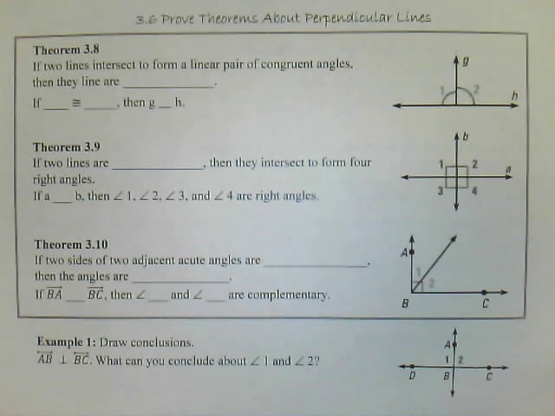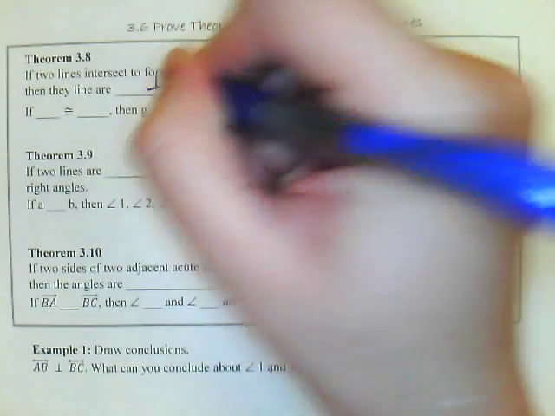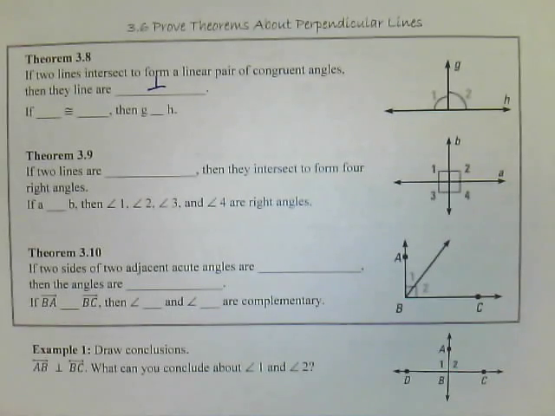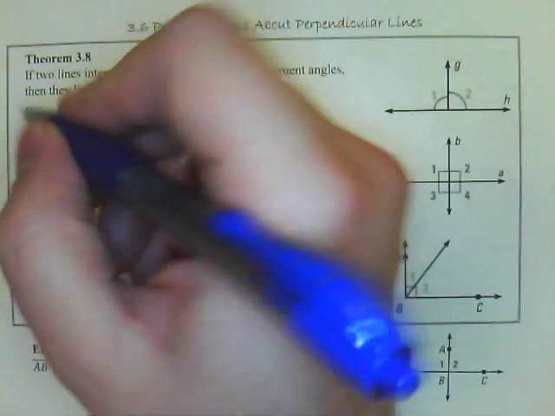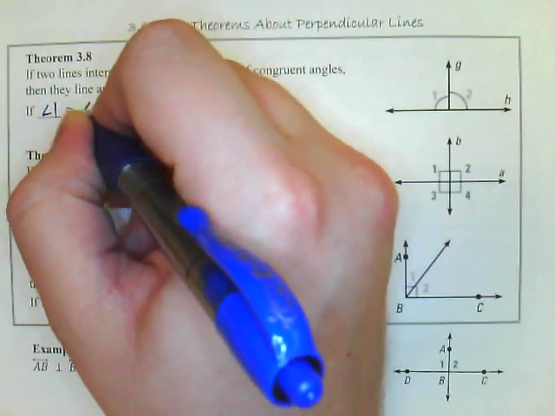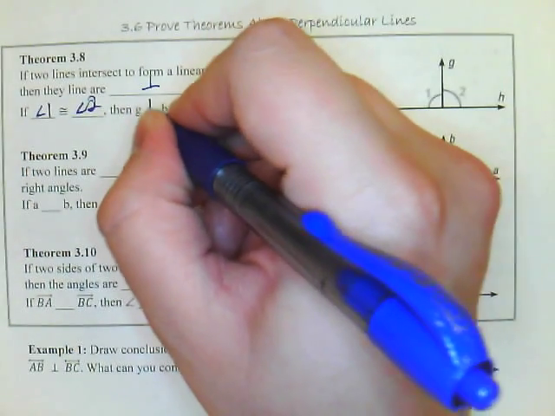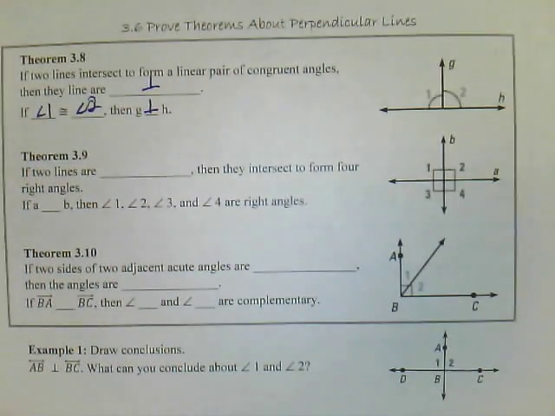In 3.6, we're going to be looking at a bunch of perpendicular lines and some parallel lines. So Theorem 3.8, let's start out with this. It says that if two lines intersect to form a linear pair of congruent angles, then they are perpendicular. And I'm just going to use the perpendicular symbol there. So that upside down T again means perpendicular. So basically, if angle 1 is congruent to angle 2, then line G is perpendicular to line H.